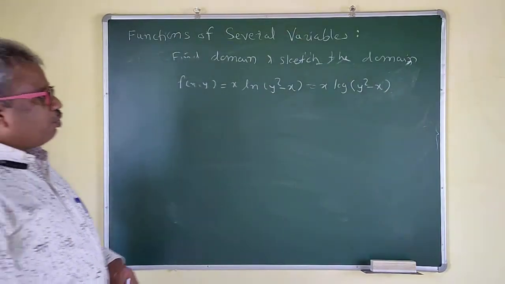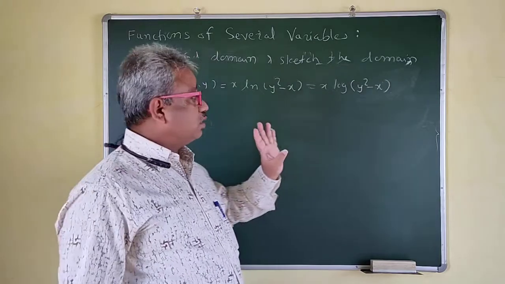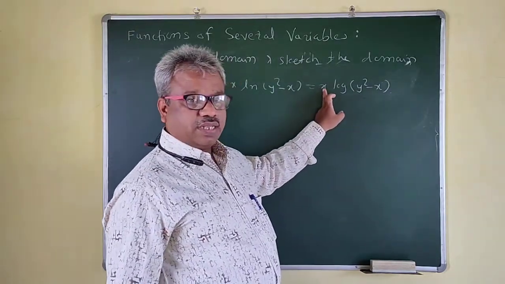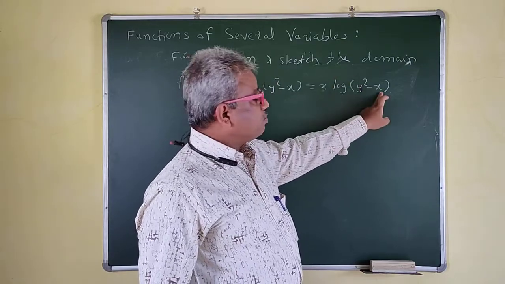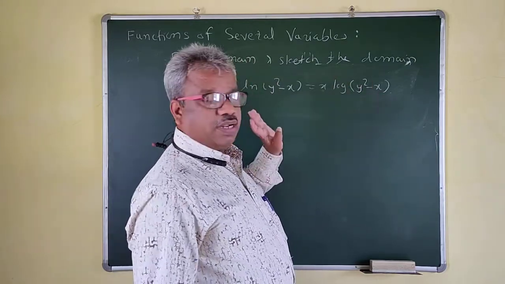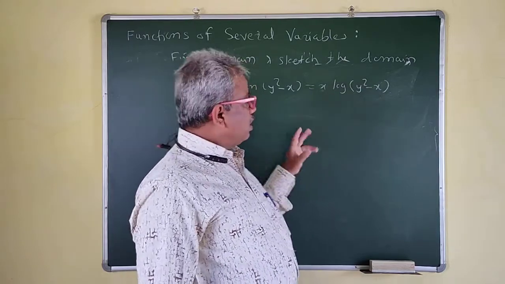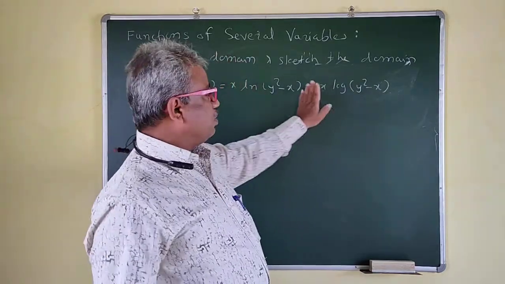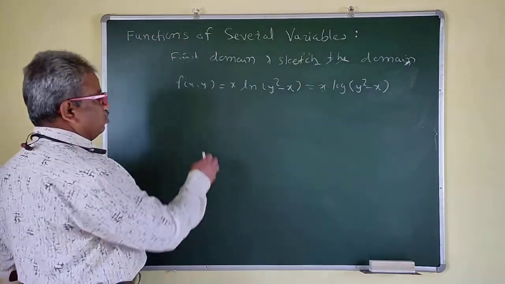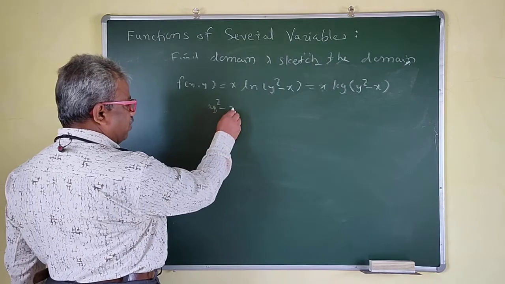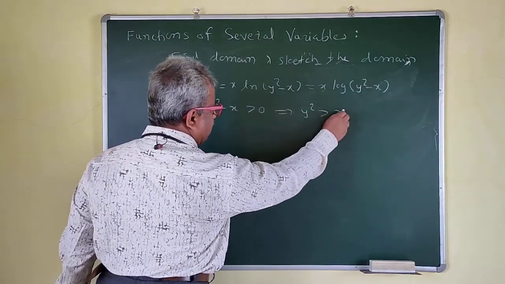Now we know that the log of a negative number does not exist, and log of 0 also does not exist. No problem for x here, so the only problem is y square minus x. If y square minus x is equal to 0, it will be undefined. If it is negative, it will also be undefined. That means f of x y is well defined if y square minus x is strictly greater than 0. This implies that y square is greater than x.